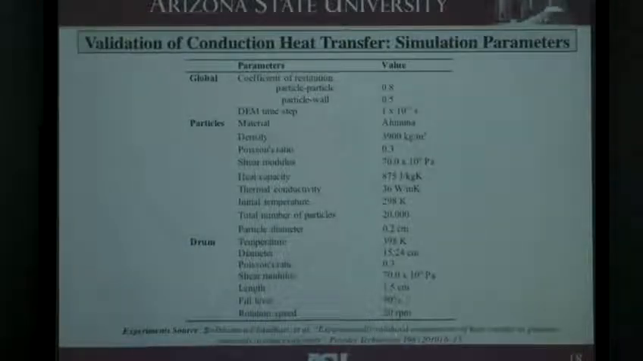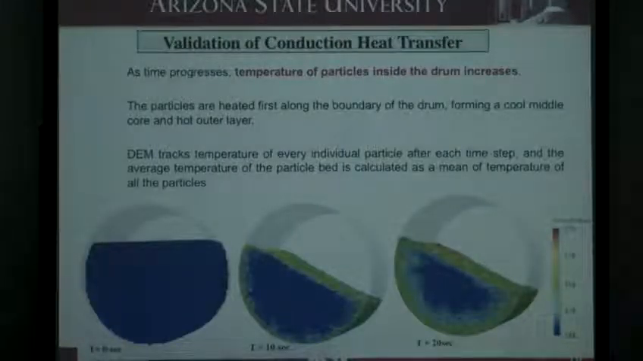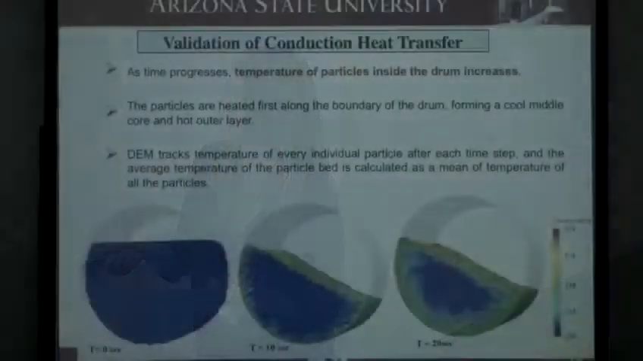These are all of the simulation parameters we used here. And what we see, as we expect, as time progresses, the temperature increases. And like we saw for that intermediate heating regime, the particles are heated on the outer layer first, and then there's a very cold core in the center. What we get from DEM is the temperature of each individual particle after each time step, and from there we take that data and calculate an average temperature.